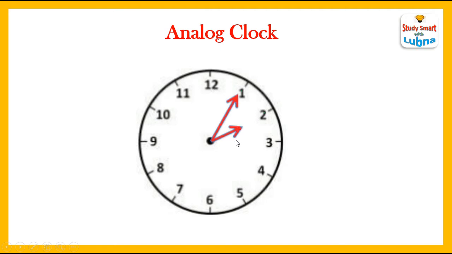So the small hand is called the hour hand and the big hand is called the minutes hand. These different numbers are representing the hours as well as minutes. When the small hand is at any number, it represents the hours. When the big hand is at any number, it represents the minutes. Let's discuss the minutes in the analog clock.